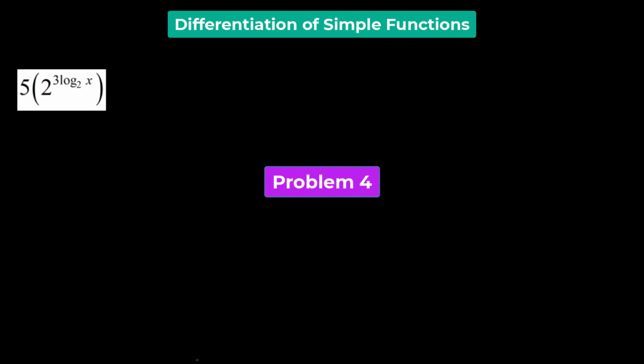Now here we have the function 5 times 2 raised to the power of 3 log of x with the base 2. Let us simplify this given function. Here we cannot multiply 5 with 2 because 5 and 2 are separate numbers. So this is 5 multiplied by 2 raised to the power of 3 log base 2 of x.